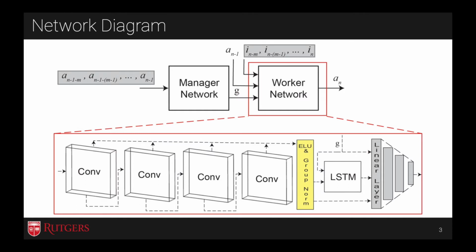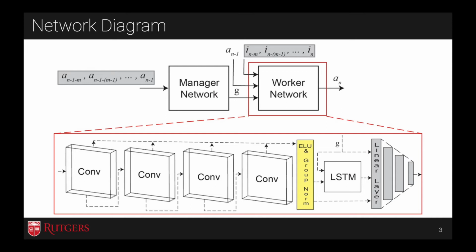To do this, we create a network broken into two parts, a manager network and a worker network. The manager network operates at a lower temporal and spatial resolution than the worker network. It takes in a series of historical predicted steering angles and produces a goal vector. This goal vector encapsulates the temporally abstracted action of the vehicle, which we call a subroutine.